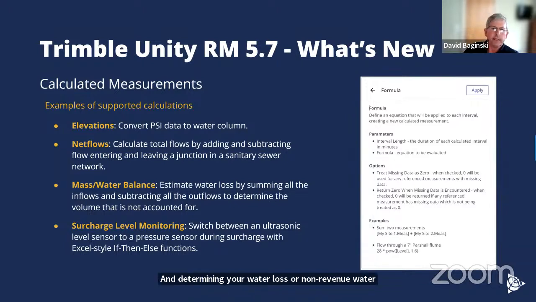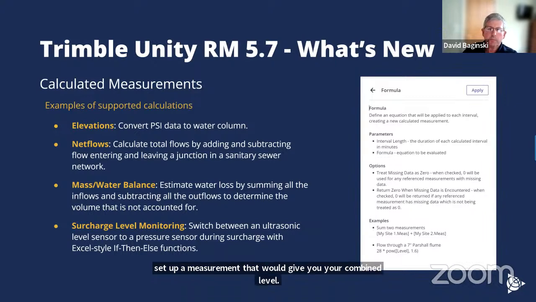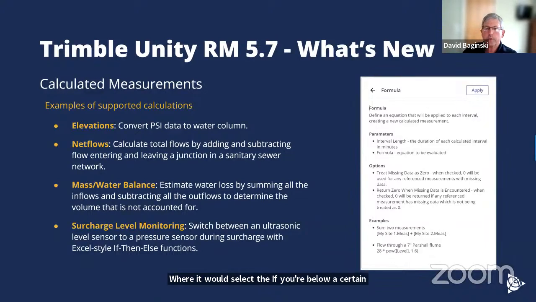Surcharge level monitoring is a key one where you would want to utilize an if-then structure. For example, if you have two sensors measuring level, you might have an ultrasonic that is your normal level monitoring sensor, and a pressure sensor, which would be used primarily during surcharge conditions. So what you can do is set up a measurement that would give you your combined level, where it would select the ultrasonic sensor if you're below a certain threshold, and then switch over to your pressure sensor when you exceed that threshold.